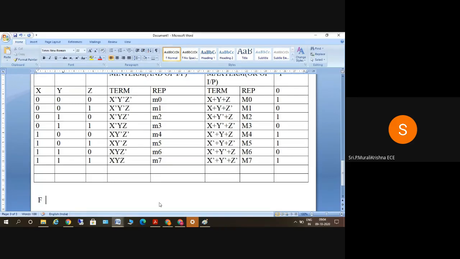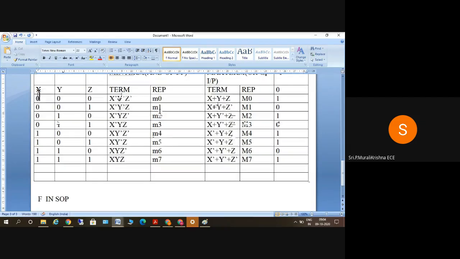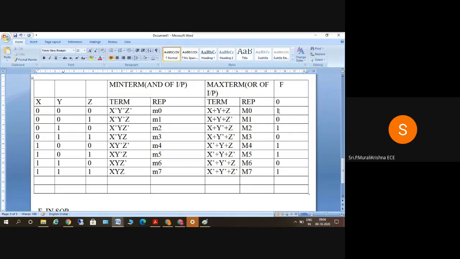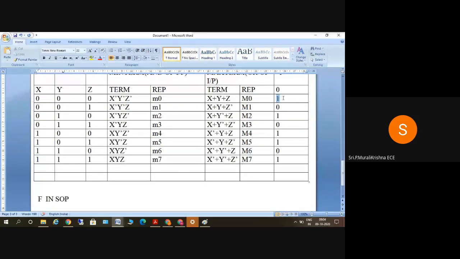So f in sum of the products. Okay, so in sum of the products, I have to check for ones here. So where f is equal to 1 for these input combinations: this one, this one, this one, this one, and this one. So what are the minterms here? So f is equal to, the minterms are M0, M2, M4, M5, M7.